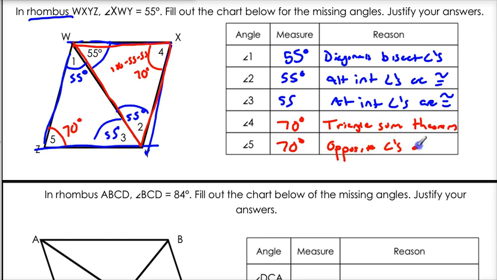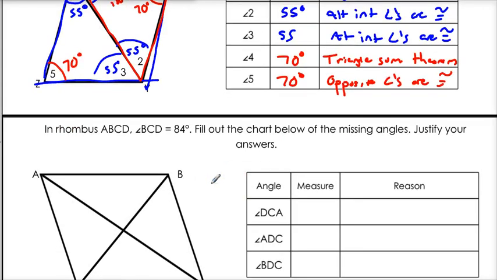angles are congruent. Why can I use parallelogram properties? Well, a rhombus is a parallelogram, so I can use these properties. The opposite angles are still congruent. All right, let's move on to the next question.